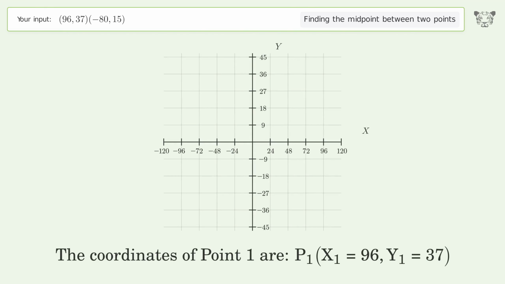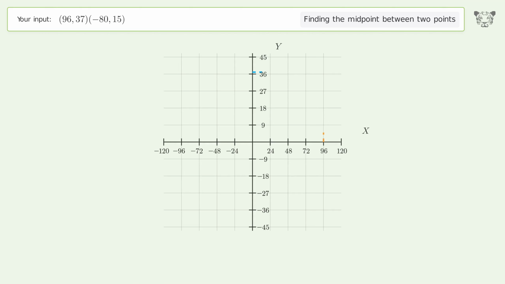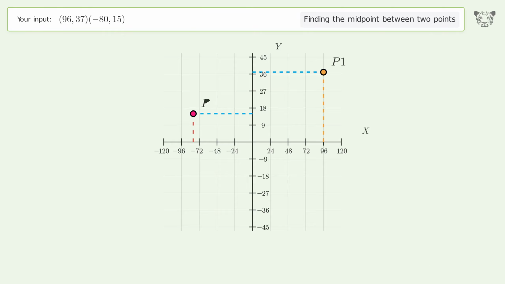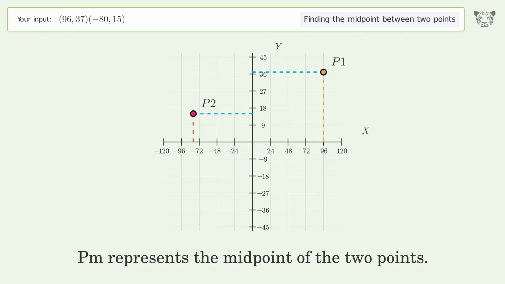The coordinates of point 1 are x1 equals 96, y1 equals 37. The coordinates of point 2 are x2 equals -80, y2 equals 15. PM represents the midpoint of the 2 points.